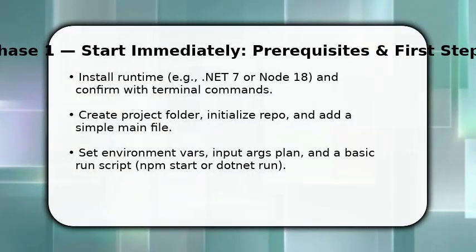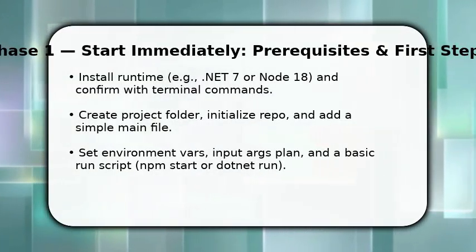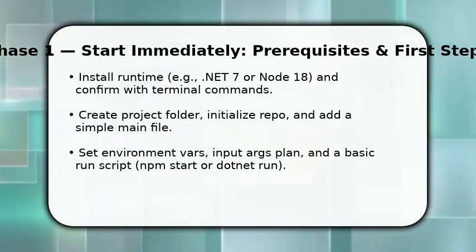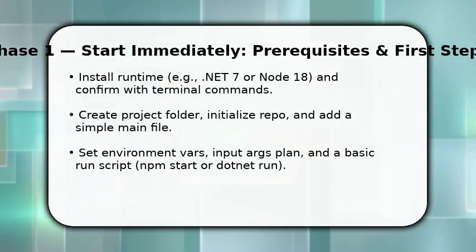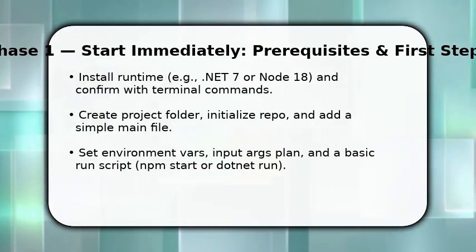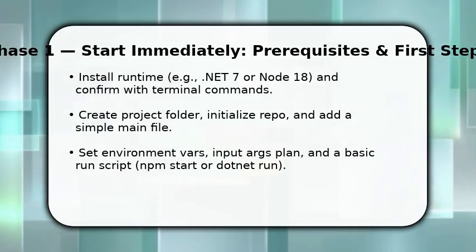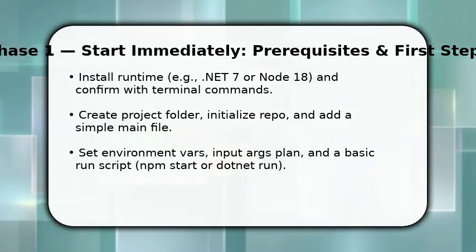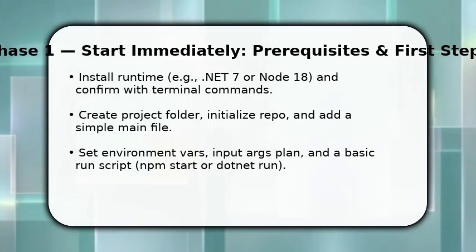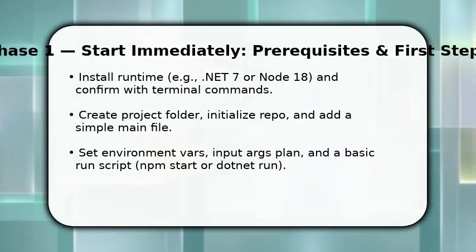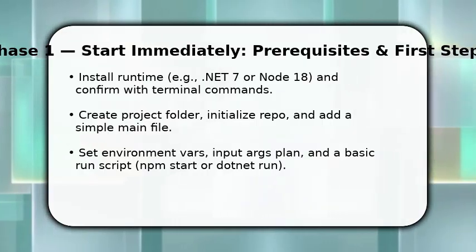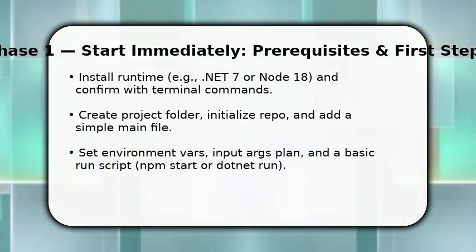You begin now. Confirm your runtime and tools so nothing blocks you. Open the terminal, run the version check, and create a project folder. Then initialize Git if you want history. Next, add a single main file that writes a test line to console so you can iterate fast. Once done, wire a run script, npm start or .NET run, and set minimal environment variables and argument placeholders. This gets you productive immediately, without long setup detours.